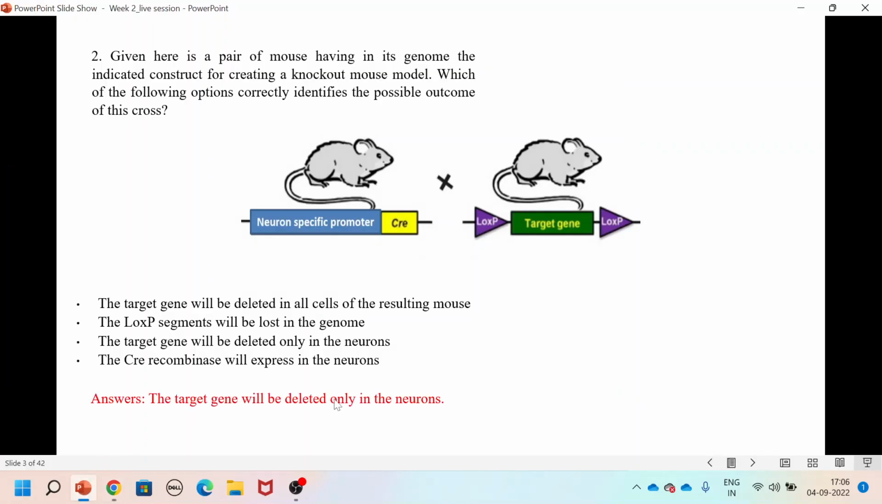Okay. So the correct answer is the target gene will be deleted only in the neurons. This is because in this Cre-loxP system, we have the Cre recombinase enzyme, which is downstream to the neuron specific promoter. So it will only be expressed in the neuron cells, and therefore the target gene will only be deleted in the neurons. So this is a conditional knockout setup.